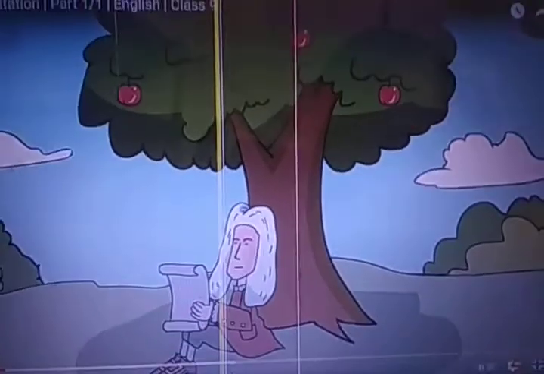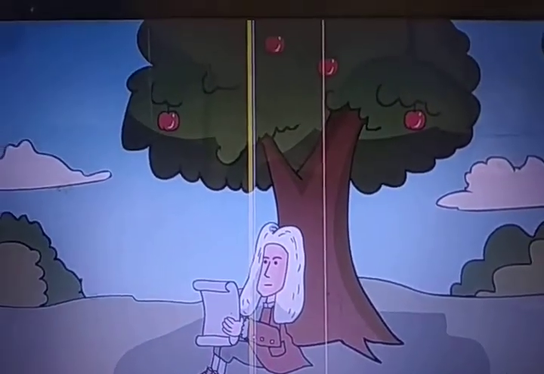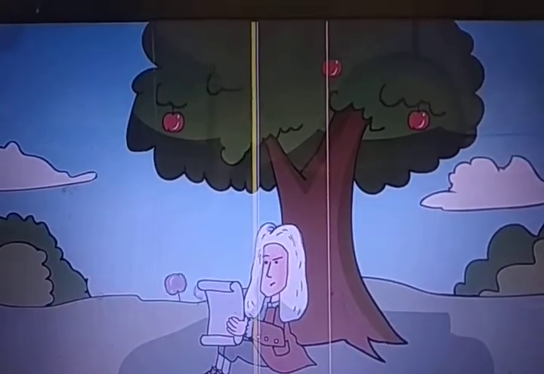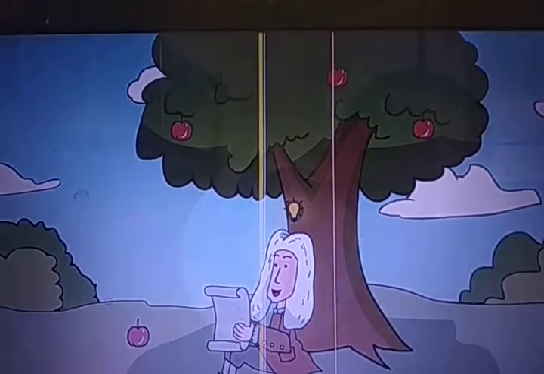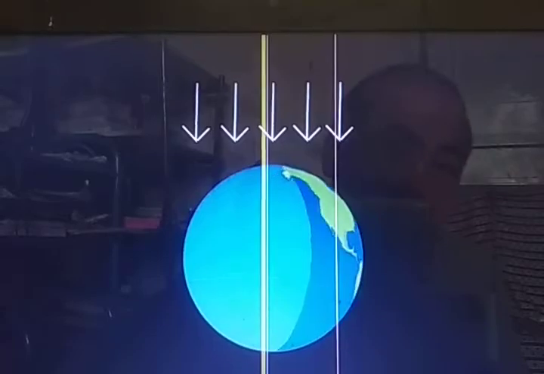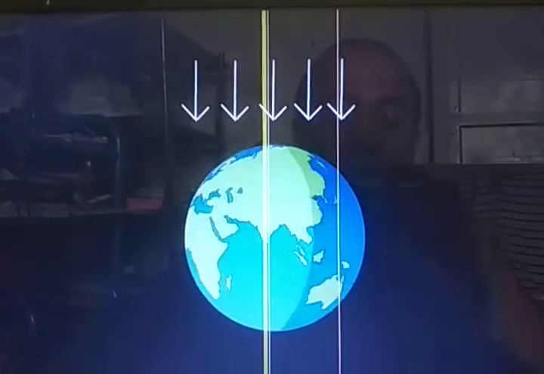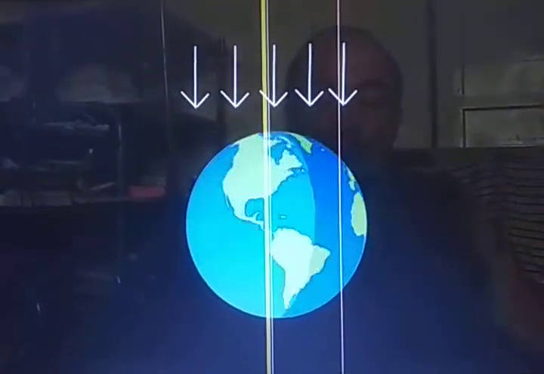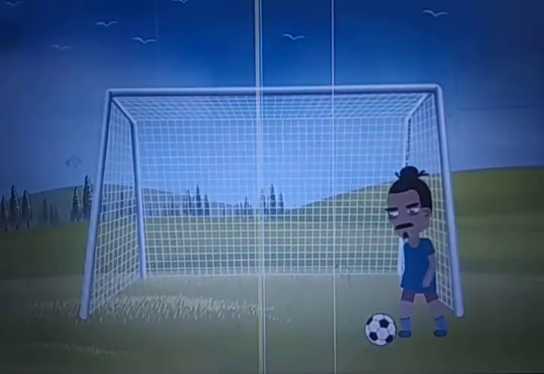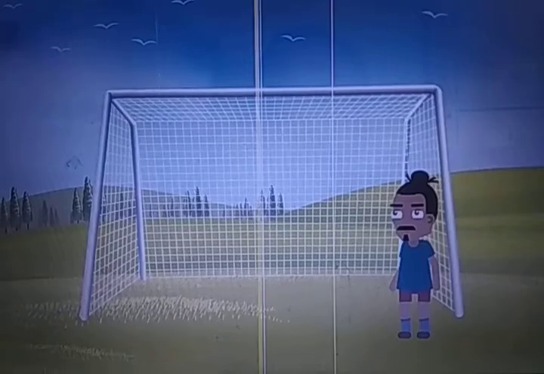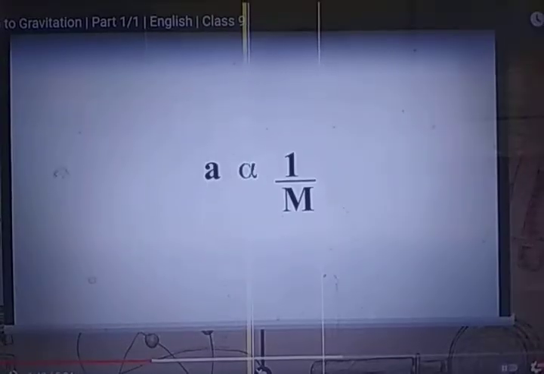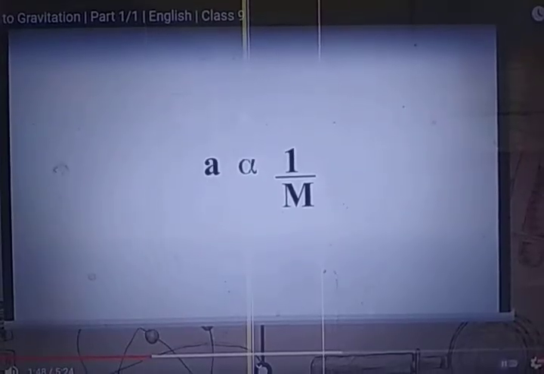It is said that he sat under an apple tree and an apple happened to fall down on his head. This made him think: why is the apple falling towards the earth? We know that rain always falls towards the earth. Whenever an object is thrown up, it always comes back to the earth. How does this happen? We'll explain.